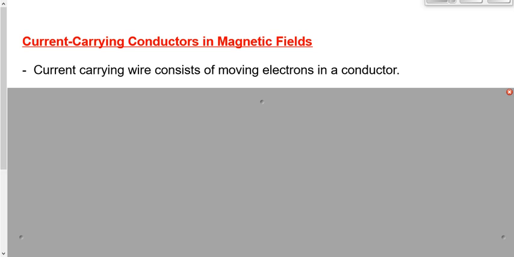A wire, or a current-carrying wire I should say, we'll define as a conductor with electrons flowing through it. Simple as that. Instead of the electrons flowing through the air, they're flowing through a wire. We call it an electric current.